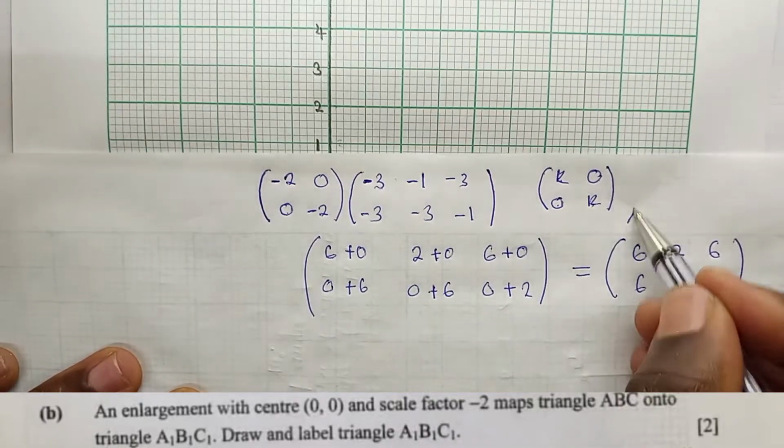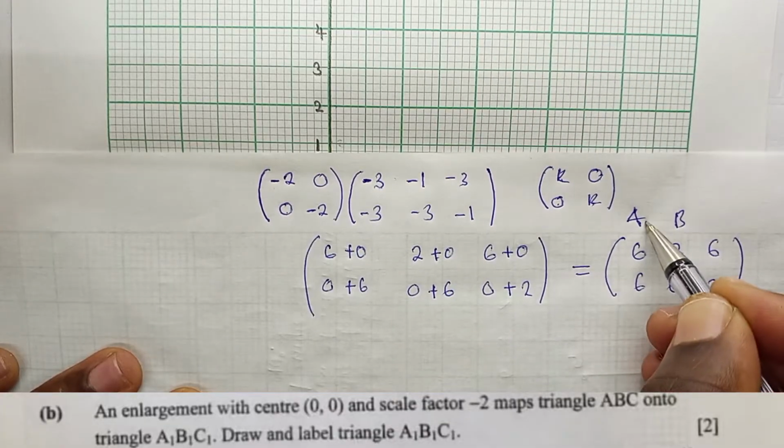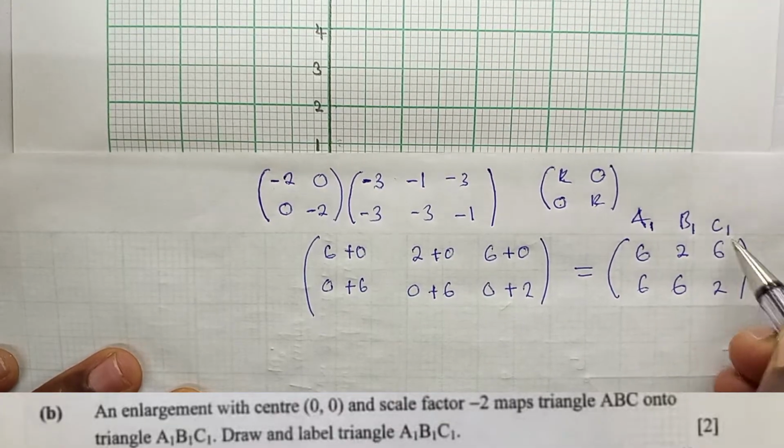These are the coordinates. So for A, B, actually A1, B1, C1, it's right here.